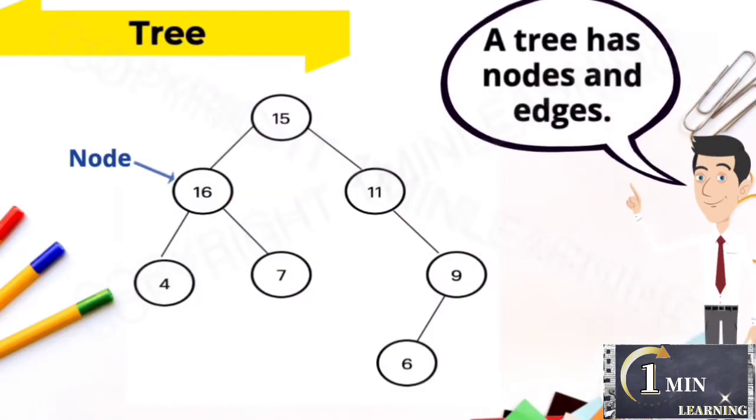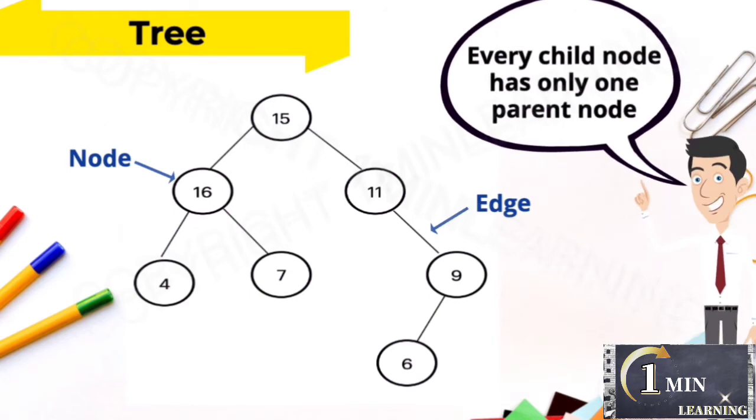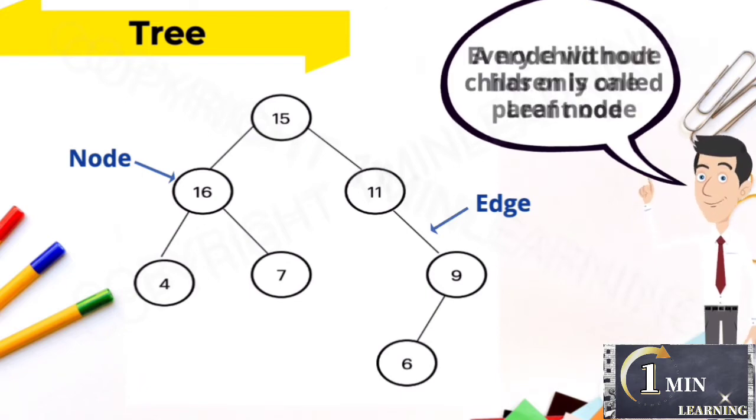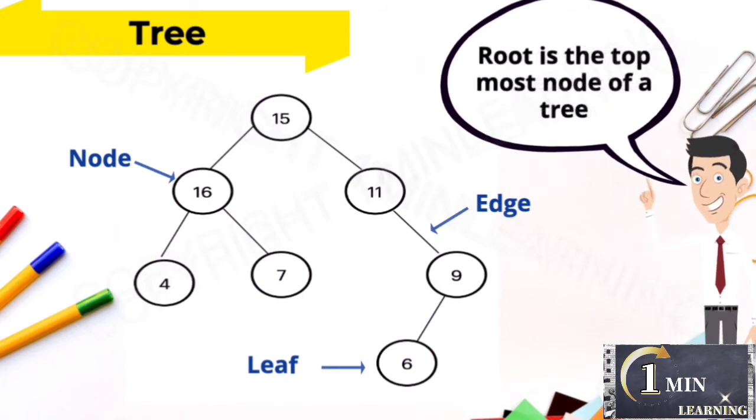A tree has nodes and edges. Every child node has only one parent node. A parent node can have 0 or many children. For example, node 16 has 2 child nodes. A node without children is called a leaf node. Root is the topmost node of a tree.